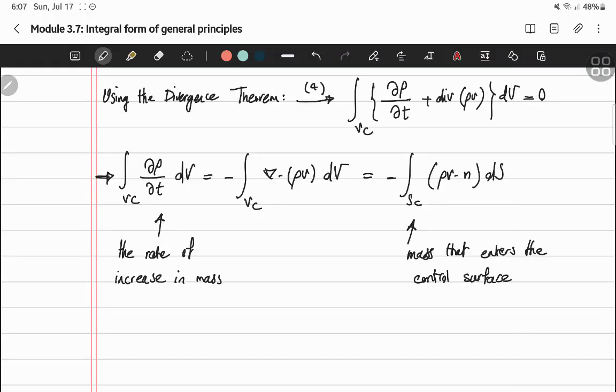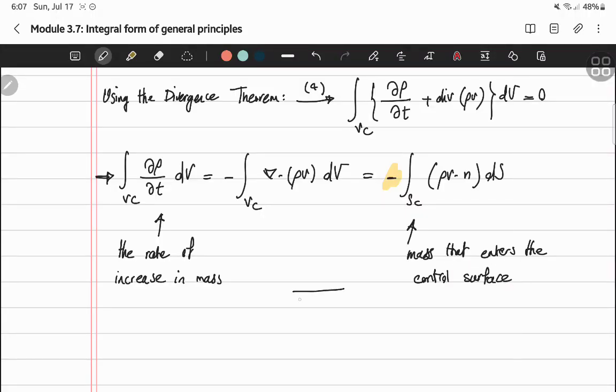And why it enters? Because we have a minus sign in here. We already mentioned in the supplied heat, we say that when heat is entering our domain, so let's say that you have a door in here, so these which are entering from the boundary inside the element that you selected, we have a minus sign for that. So that's again here. So this shows that we have the mass that enters the control surface.